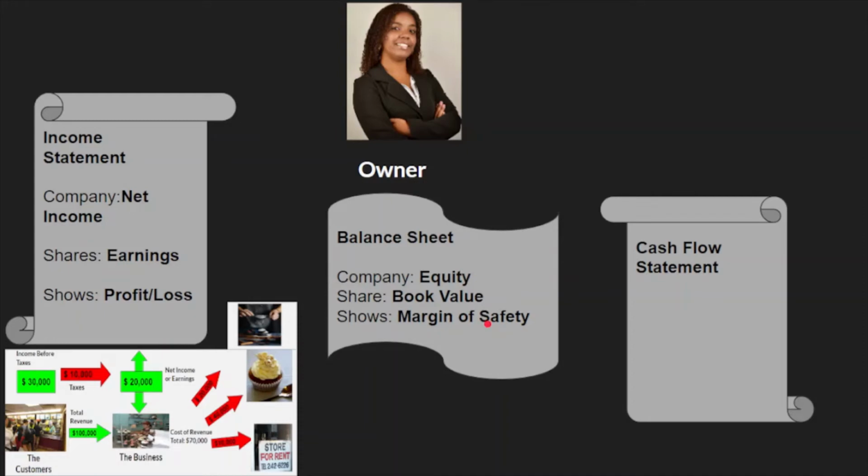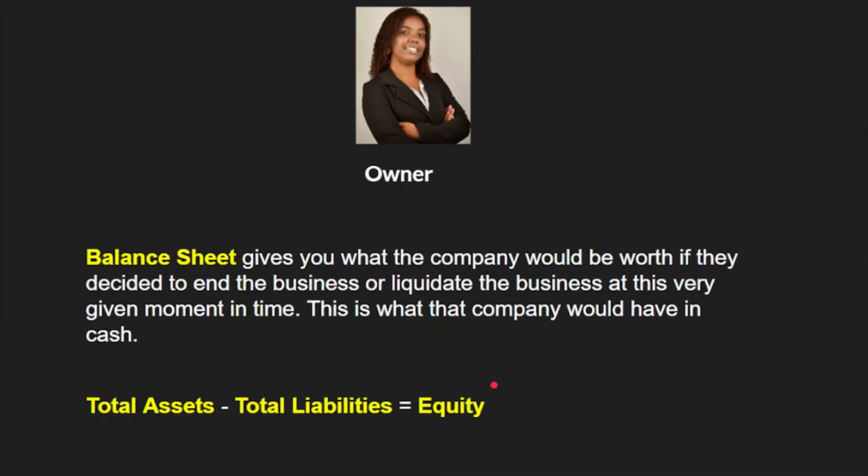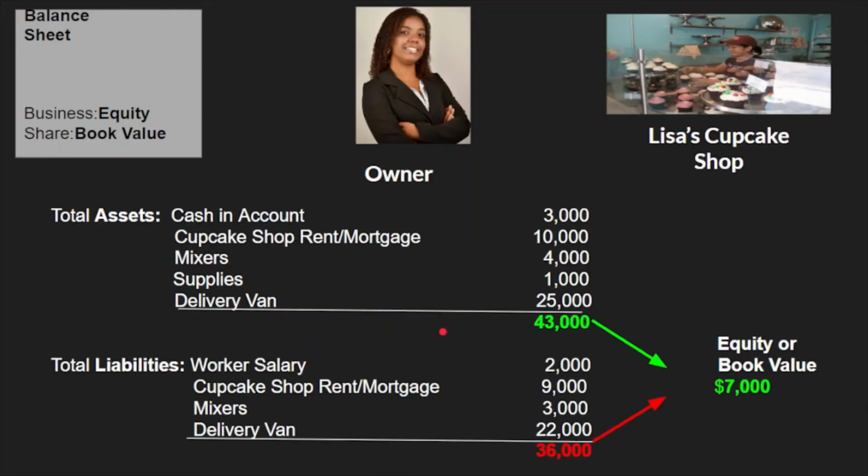Like I said, the balance sheet gives you what the company would be worth if they decided to end the business or liquidate the business at that very given moment in time. That's what the company would be worth or have in cash. Total assets minus total liabilities equals the equity, or the book value in a share or a stock. Now we're going to look over here at her balance sheet. In a business, it's the equity, and when you break it down into shares, it's called book value.